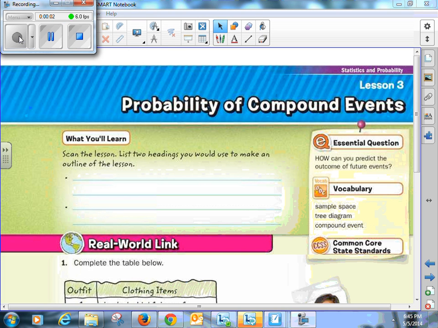Hi, this is chapter 9, section 3, the probability of a compound event. Now, we're still finding the probability, so we're still finding the number of favorable outcomes over the number of total outcomes. But now, because this is a compound event, finding the total number of outcomes can be a little tricky at times. So we're going to use two tools to help us figure out the number of total outcomes.